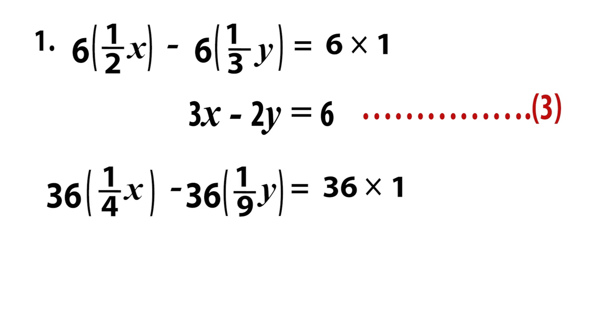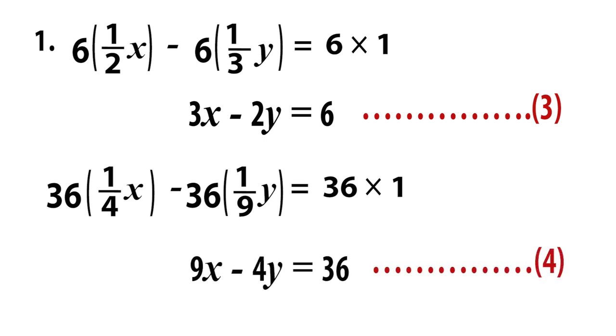So we have 36 times 1 over 4x minus 36 times 1 over 9y is equal to 36 times 1. And this will give us 9x minus 4y is equal to 36. Let's label this as equation 4.